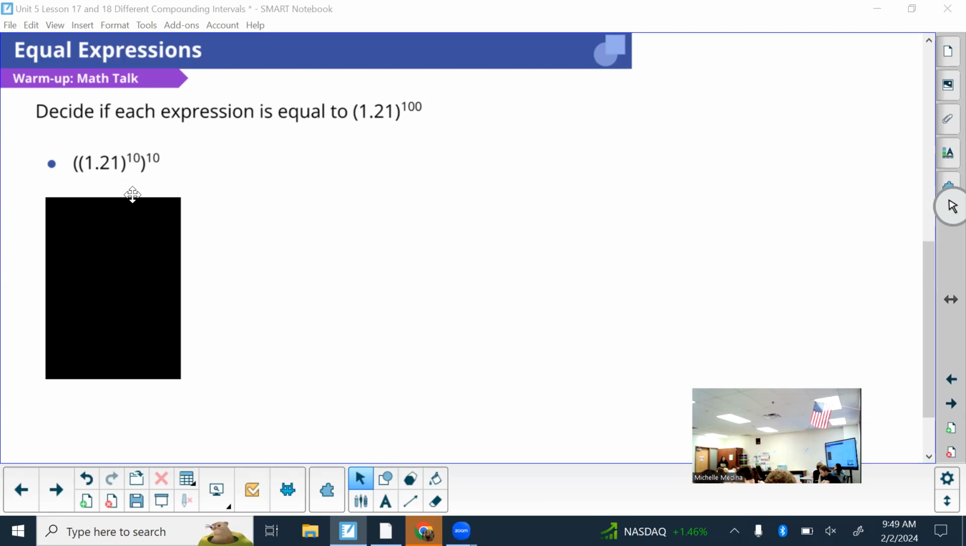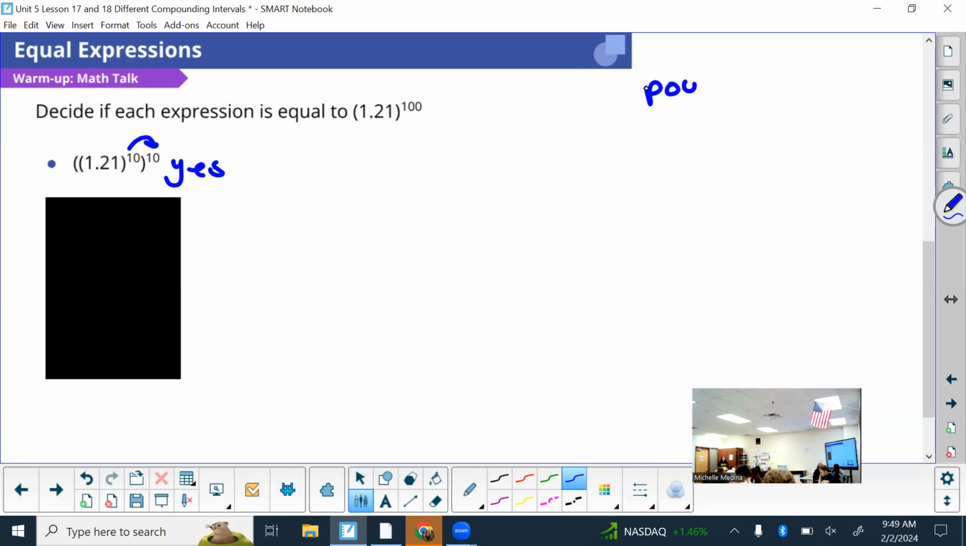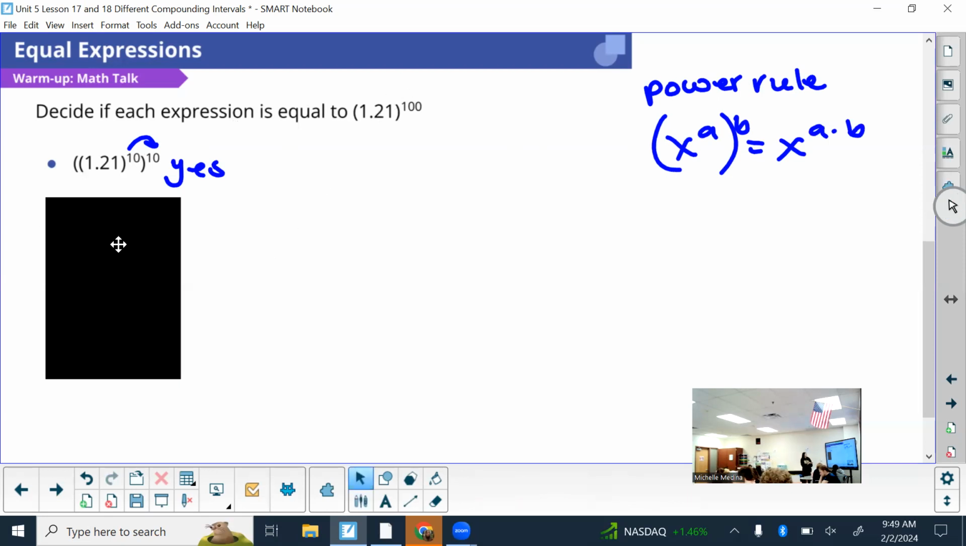Okay, Brooklyn, what do you think? Yes. And why do you think it's equivalent? Because when I do 10 times 10, that is 100. So that's using our power rule. I really expected way more people to know the answer to this one. Anytime you have a power raised to another power, you can just multiply the exponent. So 10 raised to the 10th, 10 times 10 is 100. That matches. So yes, that one is equivalent.